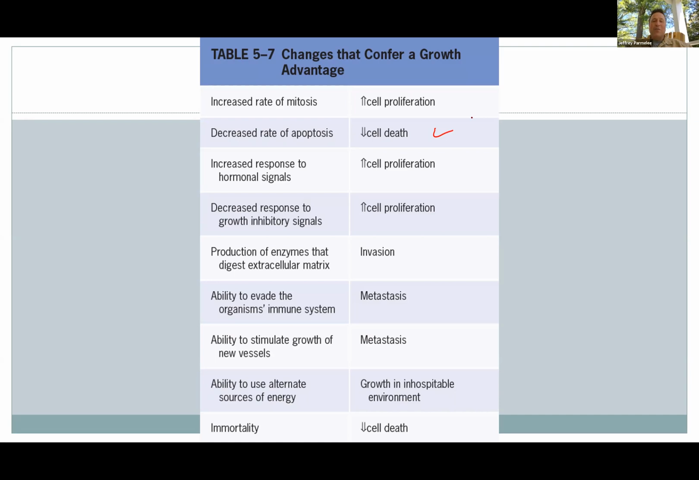Respond to growth signals. Don't listen when there are growth inhibitory signals. Often tumor cells will grow to fill in an area of injury, and then they stop. It's called contact inhibition. When they feel their neighbors, they're done, right? But if you have mutations where they don't stop, these cells just keep growing, even though they're supposed to stop.